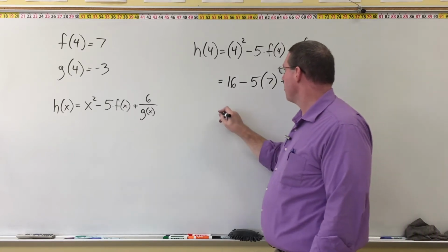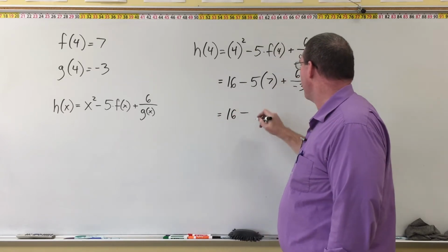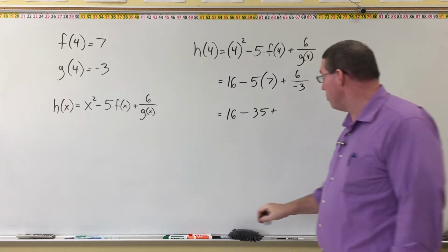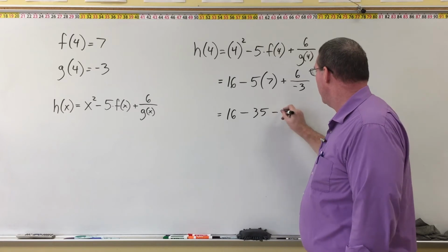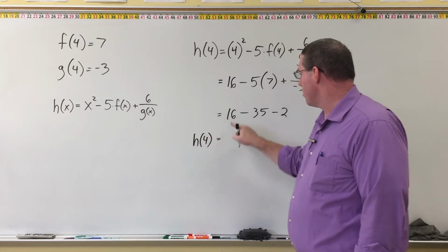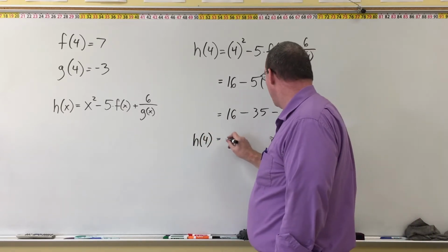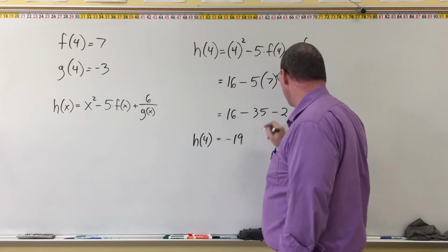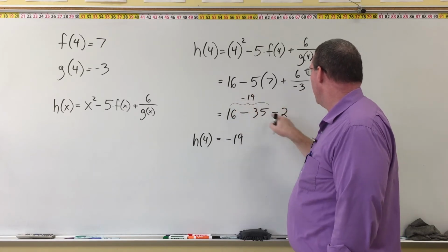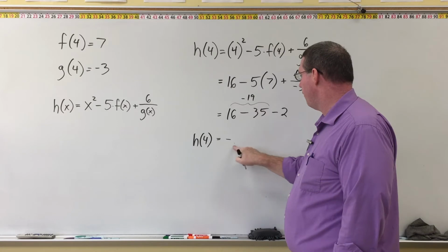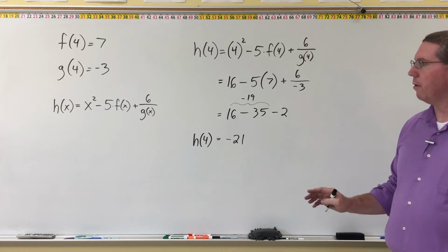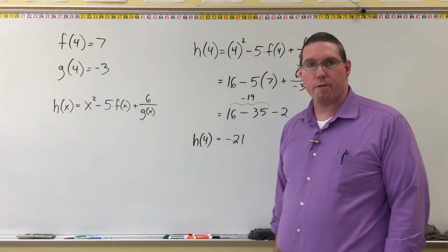Okay? Now I can just do some arithmetic. 16 minus 5 times 7 is 35, plus 6 divided by -3, that's -2. So I'm actually going to get rid of this plus and put in -2. Okay, and so now the answer to h of 4 is 16 minus 35, which is -19, minus 2 is -21. So h of 4 is -21, okay? This is a numerical example of solving a composition function, okay?